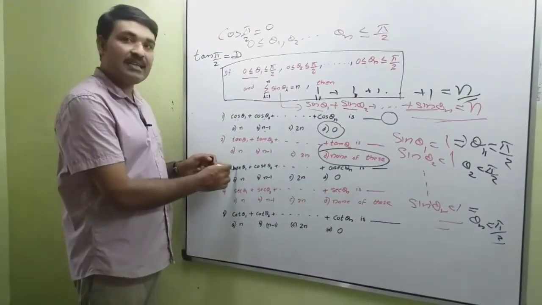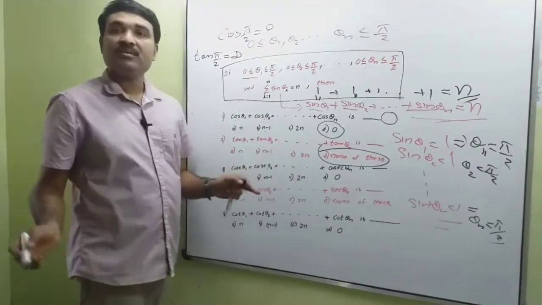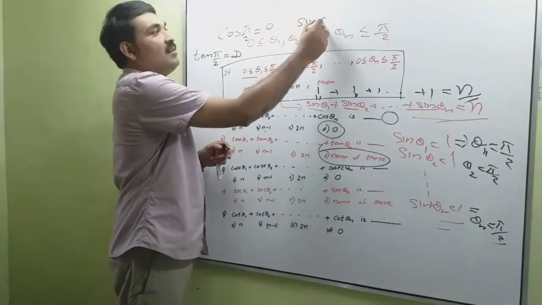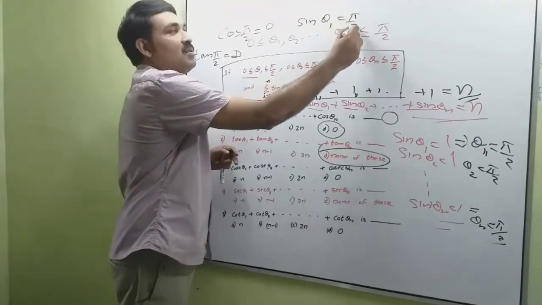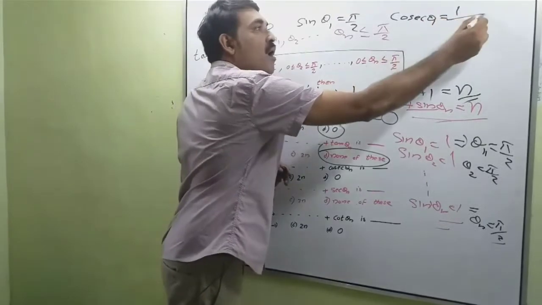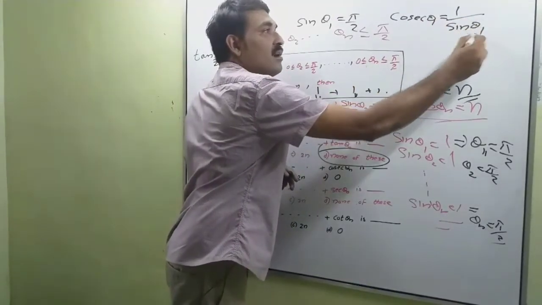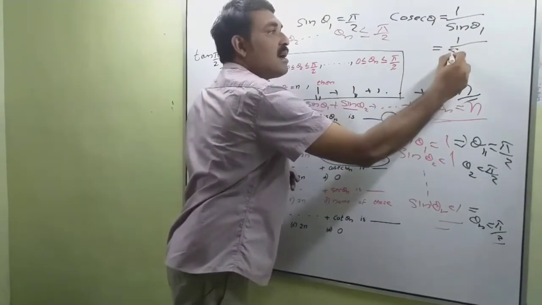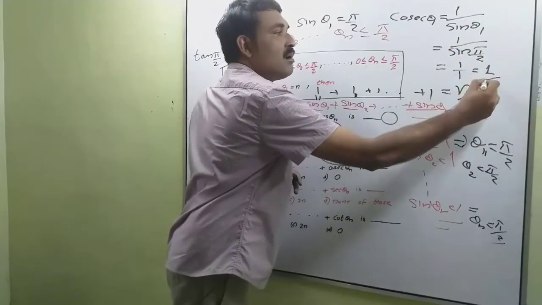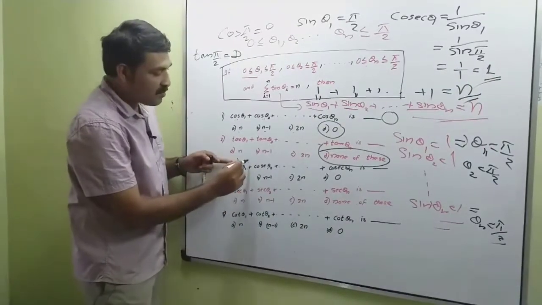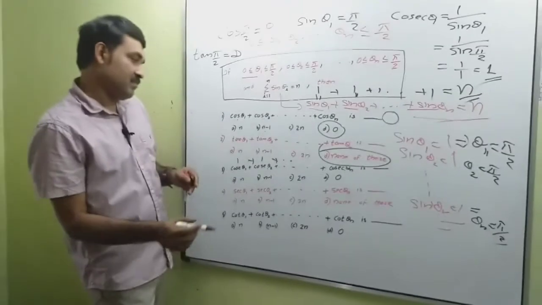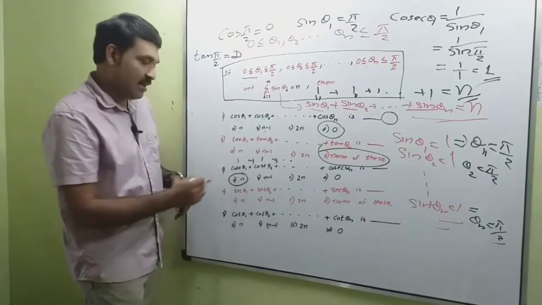Now, the summation of cosecant theta 1, cosecant theta 2 up to cosecant theta n. Theta 1 is equal to pi by 2. So we know that cosec theta 1 is equal to 1 by sin theta 1, which is equal to 1 by sin pi by 2, which is 1 by 1, that is equal to 1. So the answer is 1 plus 1 plus 1 plus 1. How many ones? n ones. That is equal to n, so the answer is A.